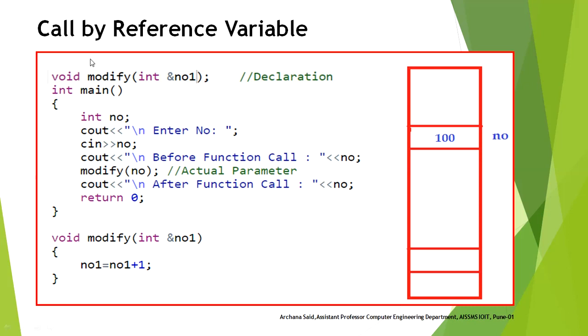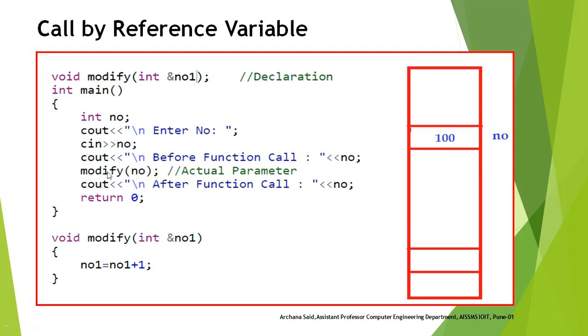The next concept is call by reference variable. In this particular type, we are going to use the reference variable. Let me tell you what is meant by a reference variable. The reference variable is an alias given to an already existing variable, meaning this no and no1 are pointing to the same memory location. This is what is meant by a reference variable.